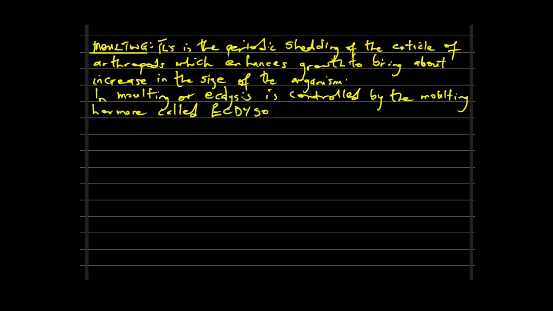Ecdysone is the name of the molting hormone. The molting hormone brings about shedding of the exoskeleton, which is the cuticle in the arthropods, as a result of the formation of this hormone in the body of that organism.